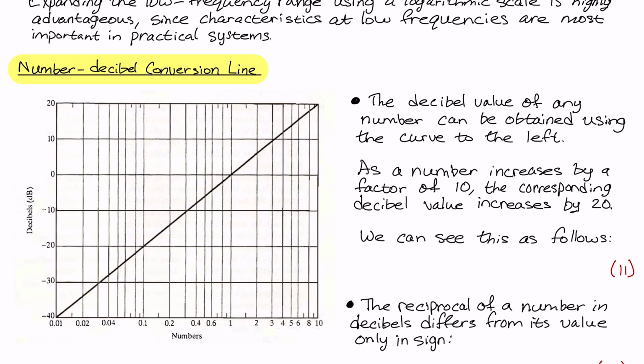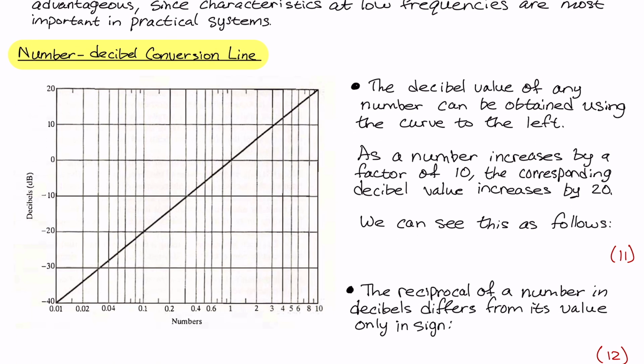Okay, so the book includes what it calls the number decimal conversion line. This is just a line that allows you to convert a number to its corresponding decibel value. You can also just use a calculator to do that. It's not really a hard thing to do, but the book does include this in case you wanted to use something like this. The key thing is that as a number increases by a factor of 10, its decibel value will increase by 20.